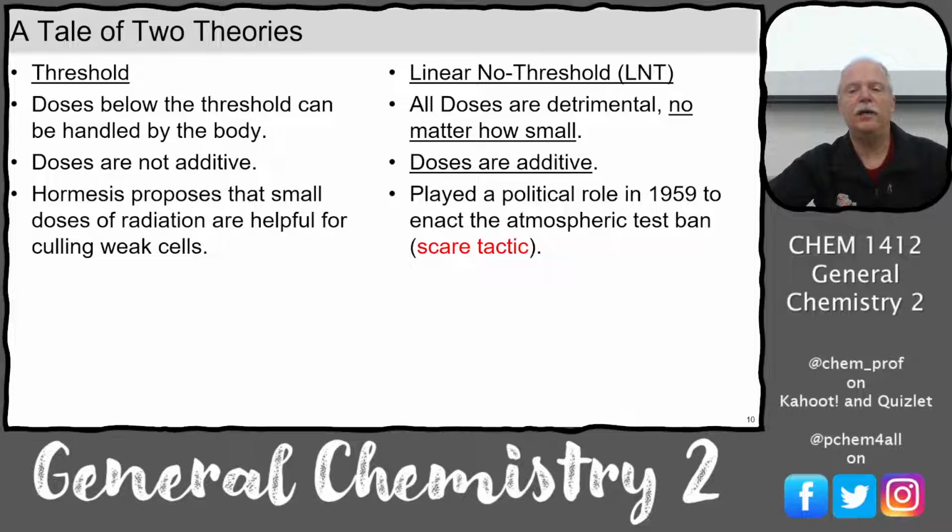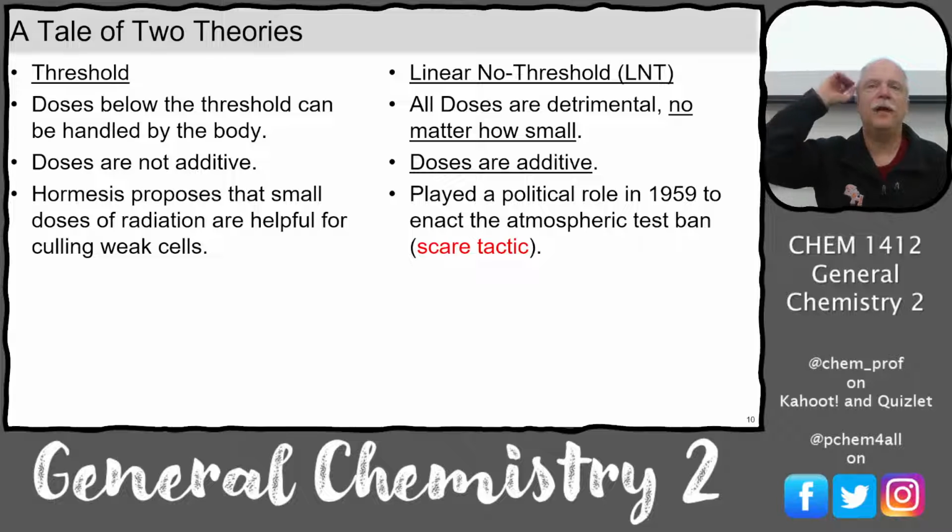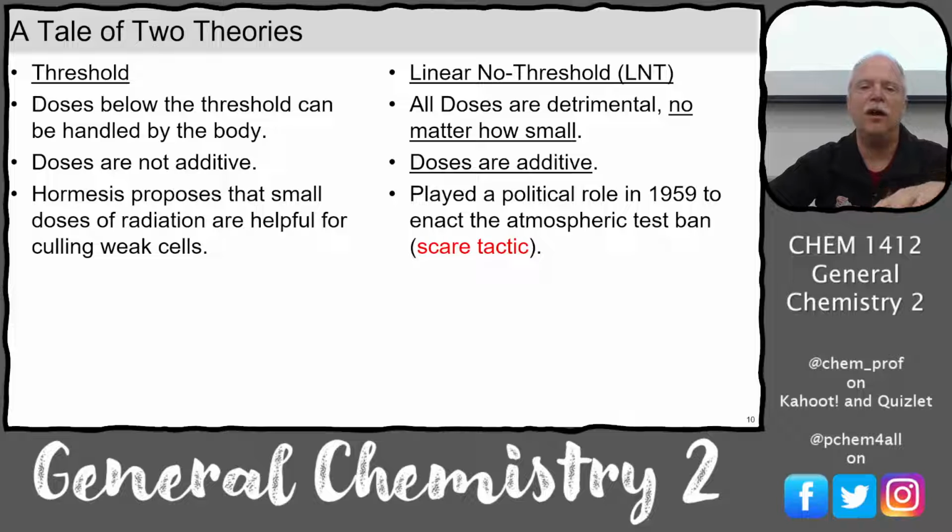And this played a political role in 1959 to enact the Atmospheric Test Ban Treaty. Between the United States and Russia, or the Soviet Union, we were going back and forth. They detonate 6 bombs in the atmosphere, and we do 8. And then they do 10, and we do 20. And it was just getting out of hand. And so they said, well, look, we're making the whole world toxic because all this radiation is going into the atmosphere. And we wanted to stop them from doing it, and we wanted to stop doing it.